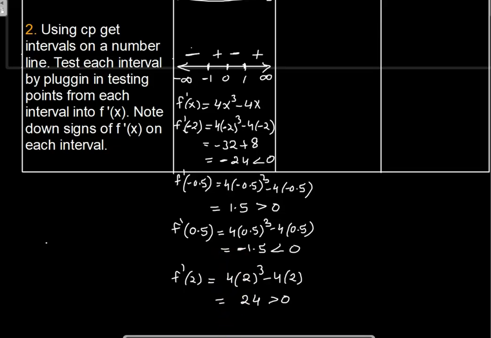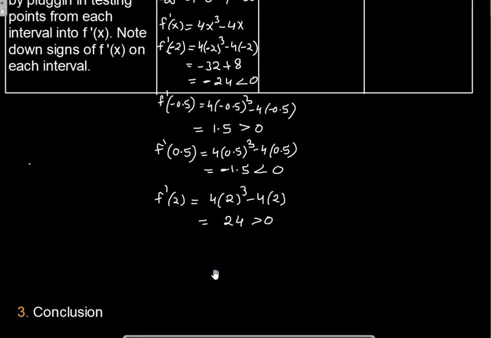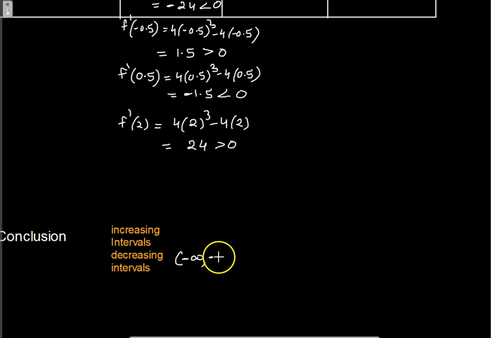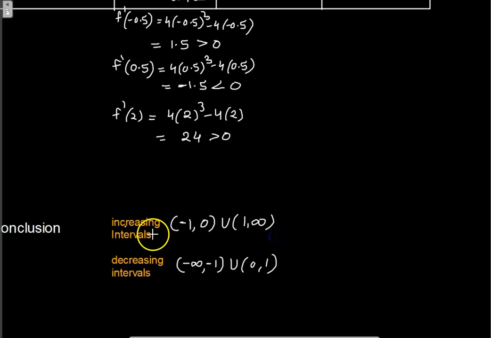So we can write the intervals of increase and decrease from here. The decreasing intervals are negative infinity to -1 and 0 to 1. And the intervals of increase are -1 to 0 and 1 to infinity. So here we got the increasing and decreasing intervals.